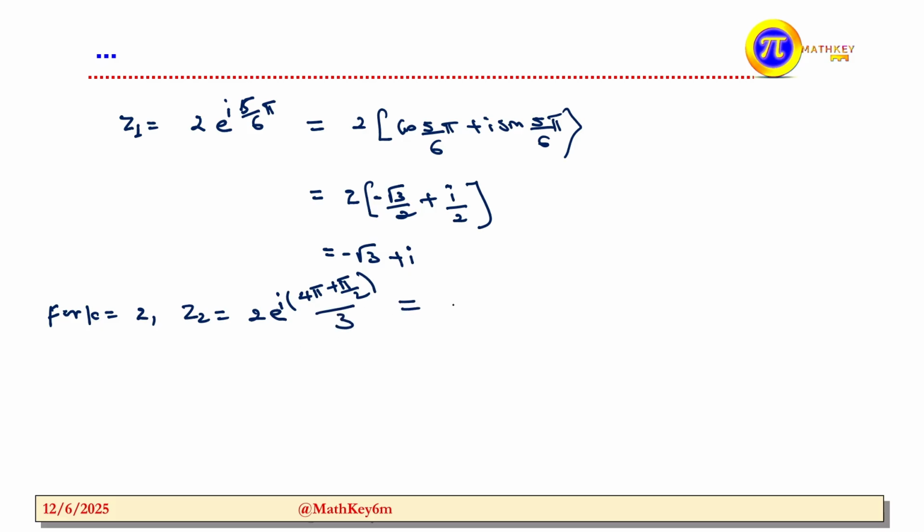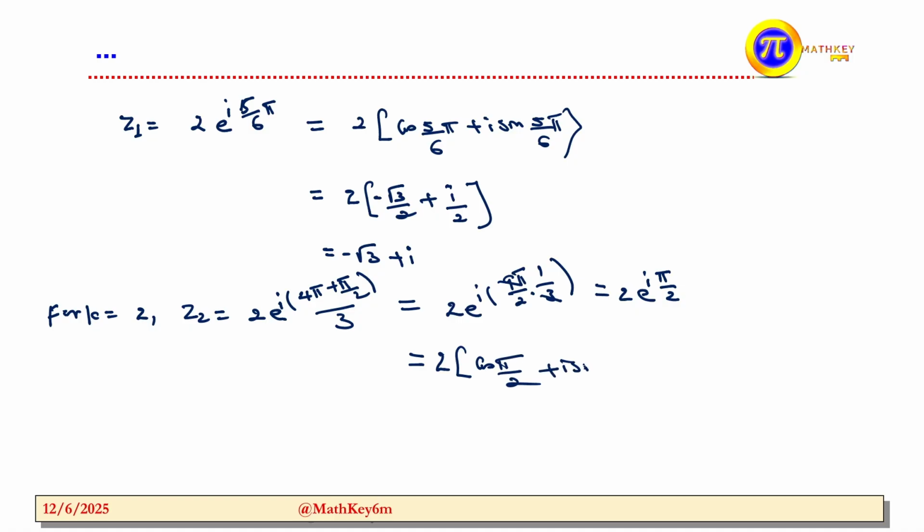which is equal to 2 times e to the power of, this becomes 9 pi over 2 times 1 over 3. We cancel 3 by 3, which is equal to 2 times e to the power of pi over 2. Here we have, for the result, 2 into cos of pi over 2 plus i sine of pi over 2.